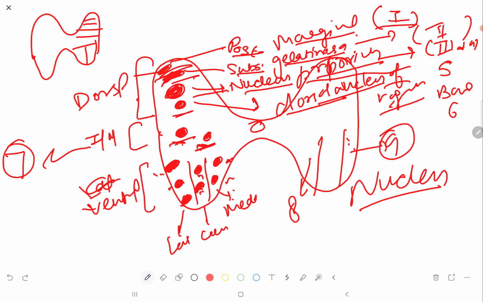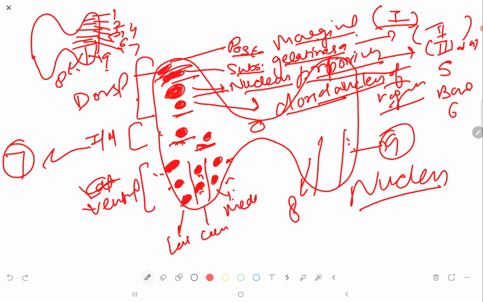I will draw here 1, 2, then 3, 4, then 5, 6, then 7, then 8, then 9.